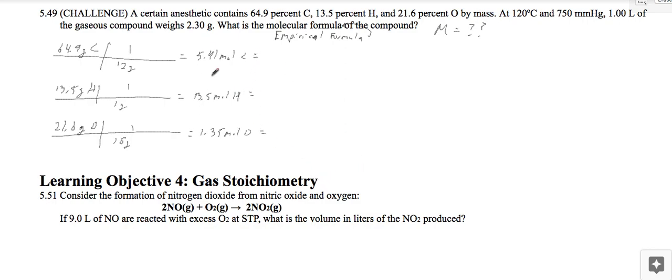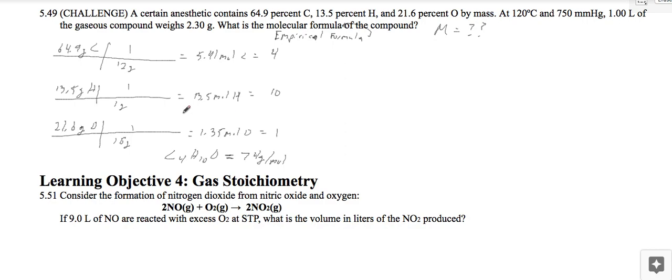So that's the ratio. Now I have to get the whole number ratio. This comes out to be 1, 10, 4. So we end up with the empirical formula of C4H10O. And now we have to figure out if that matches the molecular mass. If we add all this together, we get a molecular mass of 74 grams per mole.